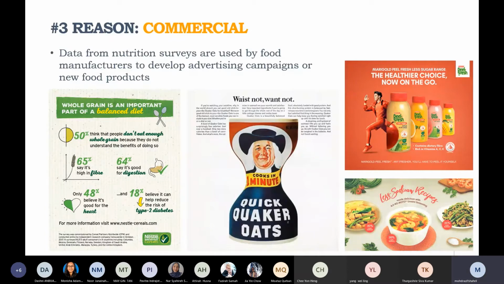When we identify the population is consuming a high salt diet, they come up with low sodium recipes in their advertisement to promote their product. So we are not saying that this is wrong, but this is how people use dietary intake data for commercial purposes. Okay.